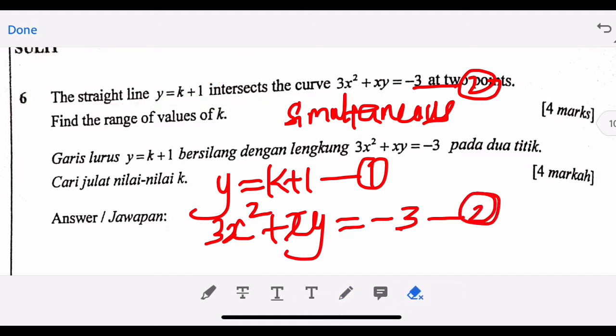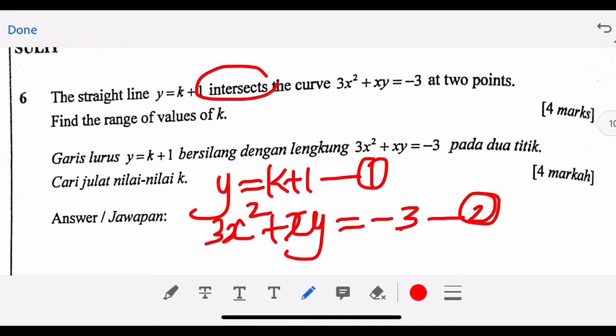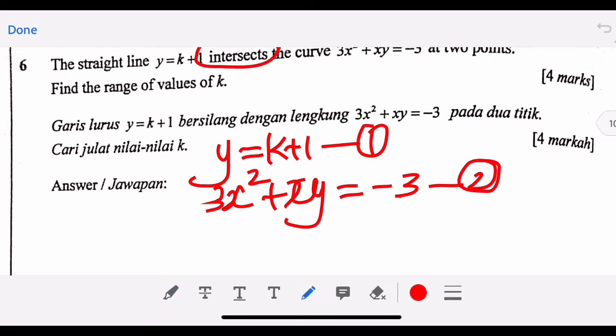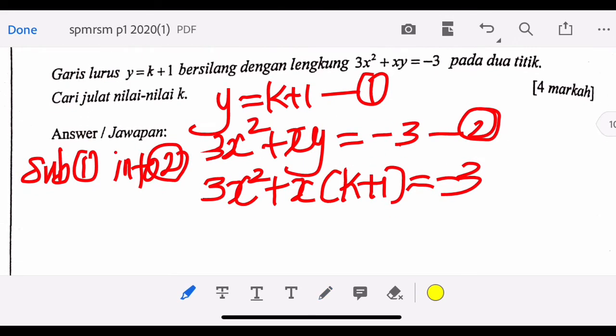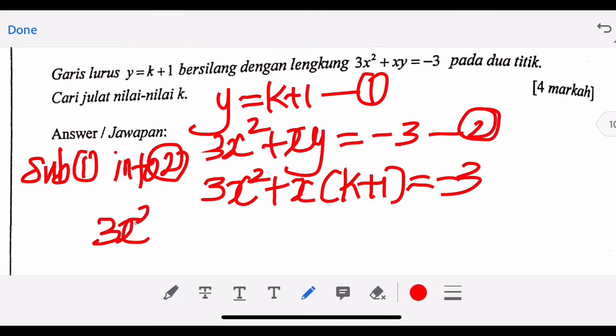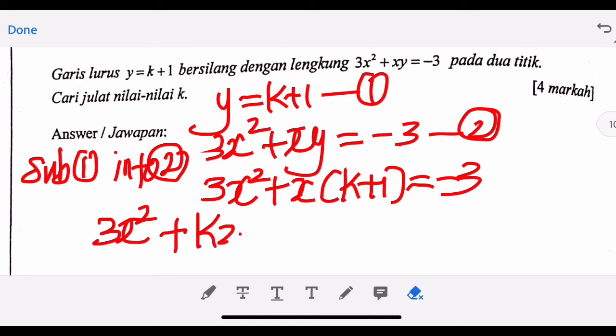Now due to intersect, we will use substitution, or we call it simultaneous. Sub 1 into 2. So we have 3x squared plus x times (k plus 1) equal to negative 3. Now we will have 3x squared plus (k plus 1)x.